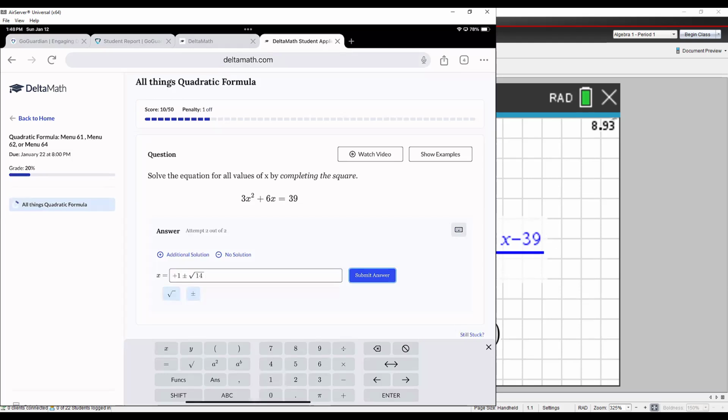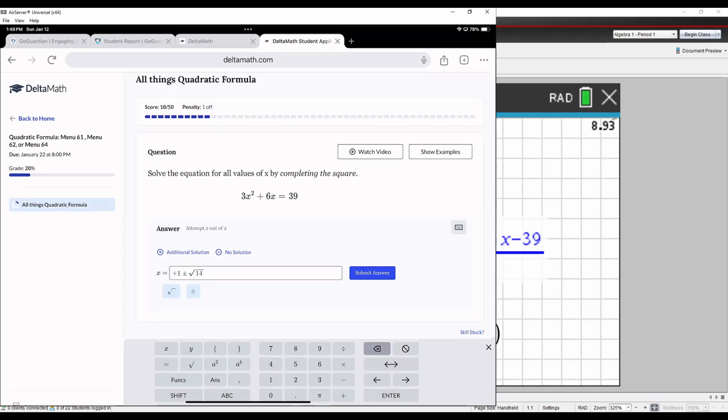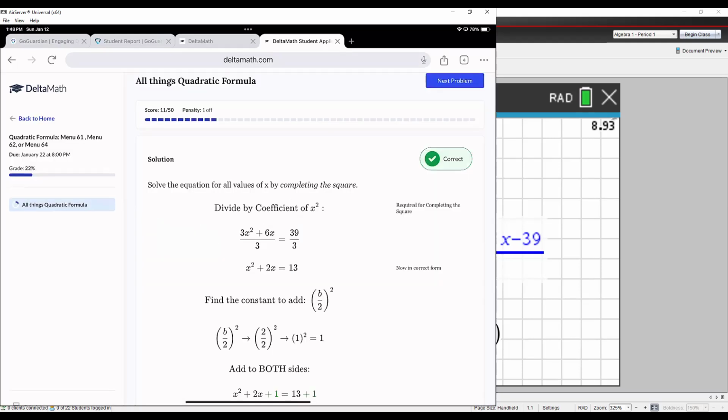I'm not sure what's happening with my iPad, but it's a little bit off. How do you recalibrate your iPad? All right, so this is supposed to be negative. Yeah. All right. Sorry it took me so long on that. My iPad is kind of acting a little screwy.